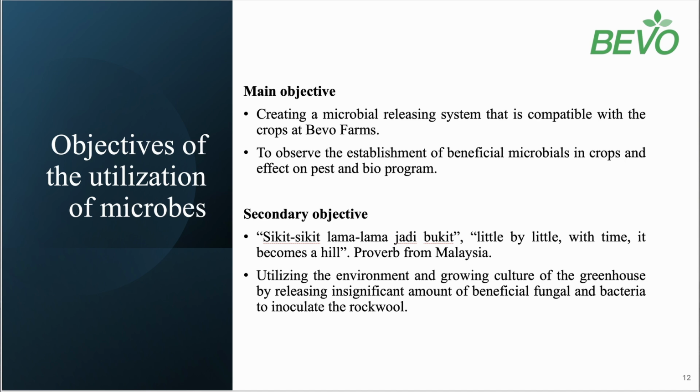So the secondary objective, I'm just going to put in there, sikit-sikit lama-lama jadi bukit. It's a proverb from Malaysia that with time it becomes hills. So you're introducing slow and steady with a high frequency of introducing. With time, you eventually promote those beneficial microbes to grow in the rock wool or any organic matter slabs. And we are utilizing the environment and growing culture of the greenhouse by releasing an insignificant amount of beneficial microbes into the rock wool.